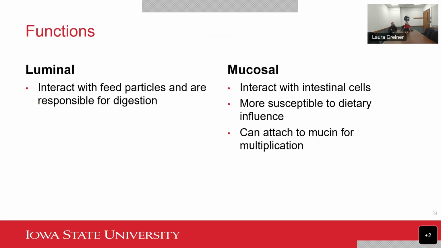And so with that, we can think about not just the location within the gut, but the layer within the gut, if you will. At the luminal level of the gut, we see microbes that are more interactive with feed particles and responsible for digestion. But in the mucosal layer of the gut, those organisms are more likely to interact directly with the intestinal cells. They're more likely to be influenced by dietary function, and they can attach to mucin for multiplication.